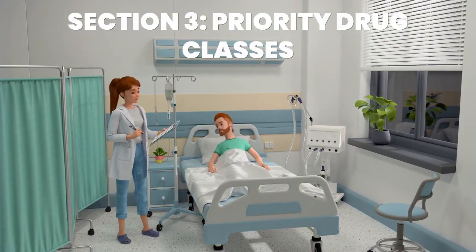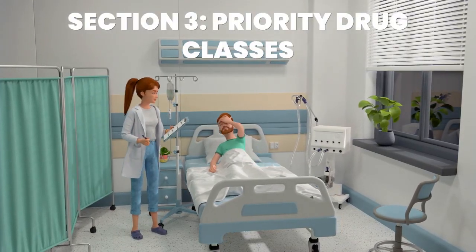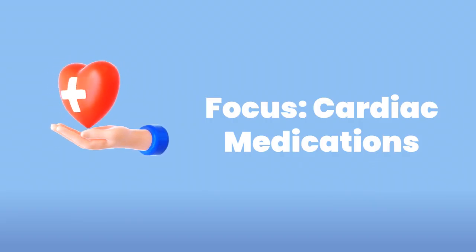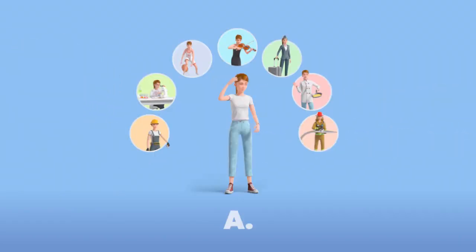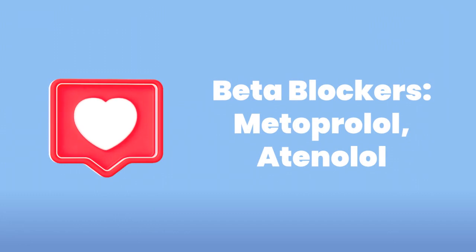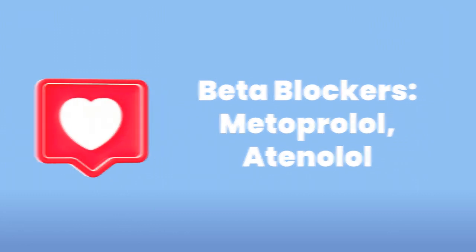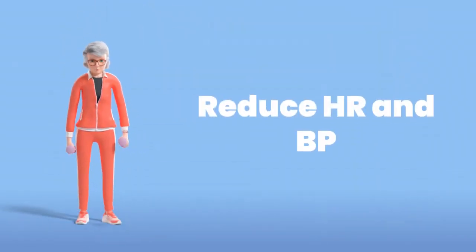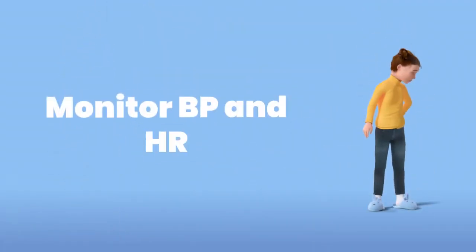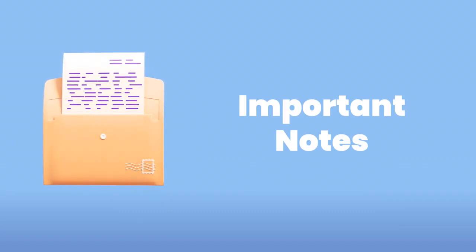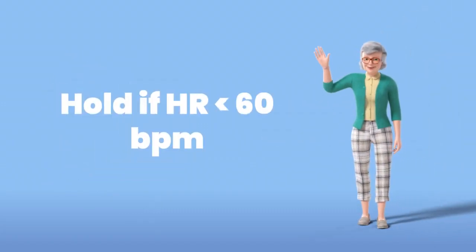Section 3. Priority Drug Classes, NCLEX. Let's start with cardiac medications, because NCLEX loves cardiac drugs. A. Beta blockers, e.g. metoprolol, atenolol. Teaching points. They reduce heart rate and blood pressure. Monitor BP and HR before administration. Important: hold if HR less than 60 BPM.